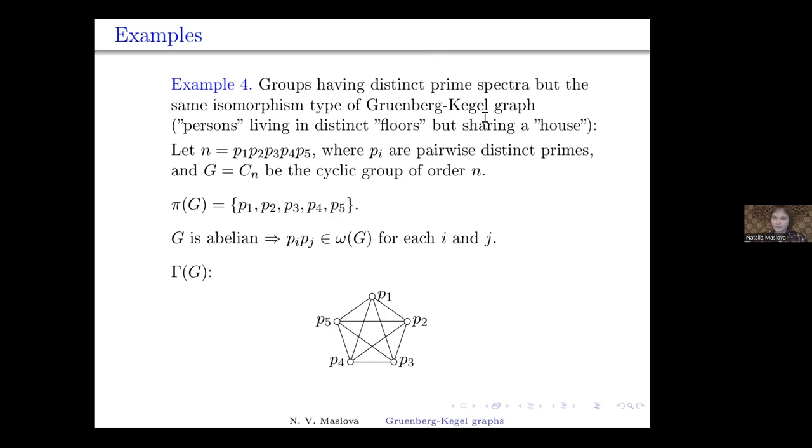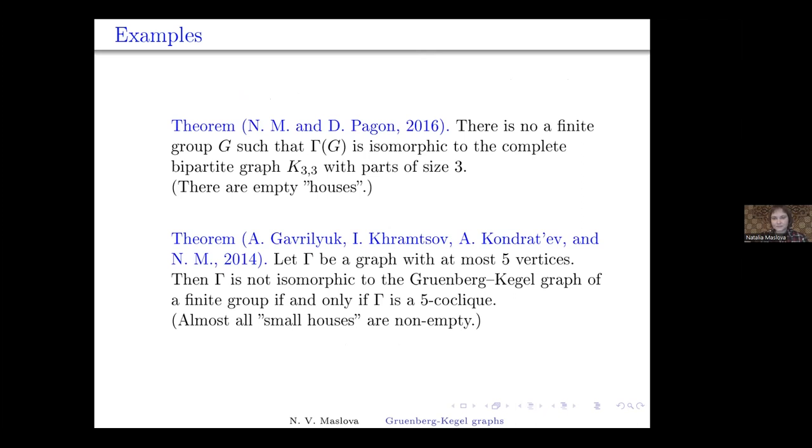And what about some other results? Dushan Pagon and I some years ago proved that there is no affine group G such that its Gruenberg-Kegel graph is isomorphic to the complete bipartite graph with parts three and three. So there are empty houses. At the same time, my co-authors Sasha Gavrilyuk, who was a participant of this seminar many times, Igor Hromtsov, and my former supervisor Anatoly Kondratyev, proved that if we take a graph on at most five vertices, and if this graph is not a five-cycle, then there is a group such that its Gruenberg-Kegel graph is isomorphic to our given graph. So almost all small houses are not empty. The usual conclusion: small houses are very popular.